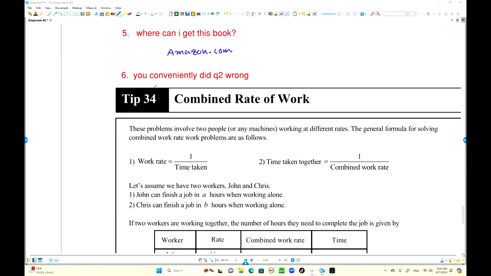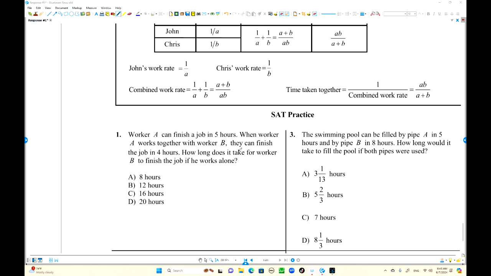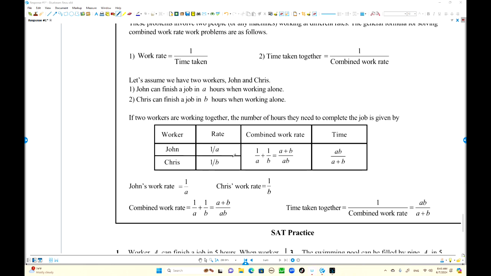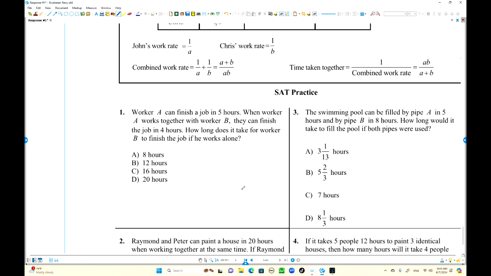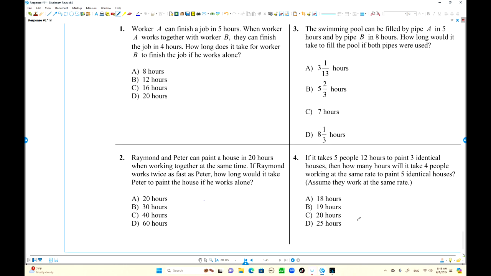Okay, the next one is question number 2, which is marked wrong. Okay, let me check it out. Where is the number? Number 2, right? Yeah, number 2. Okay, we can try number 2, okay? The answer is just 60 hours. We're going to check it out, okay? I don't know what's wrong with that.